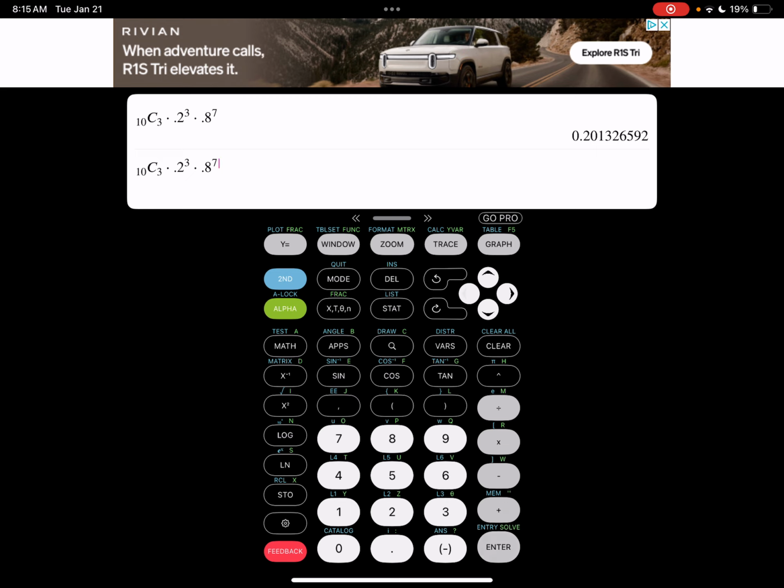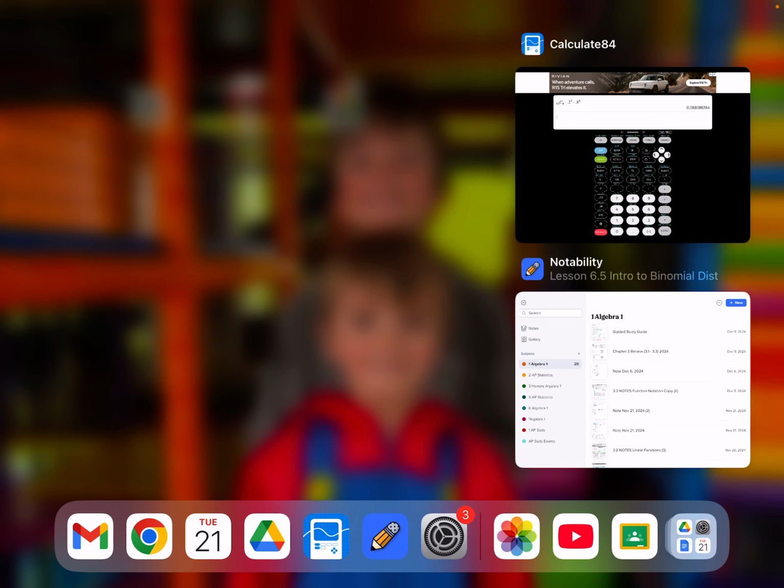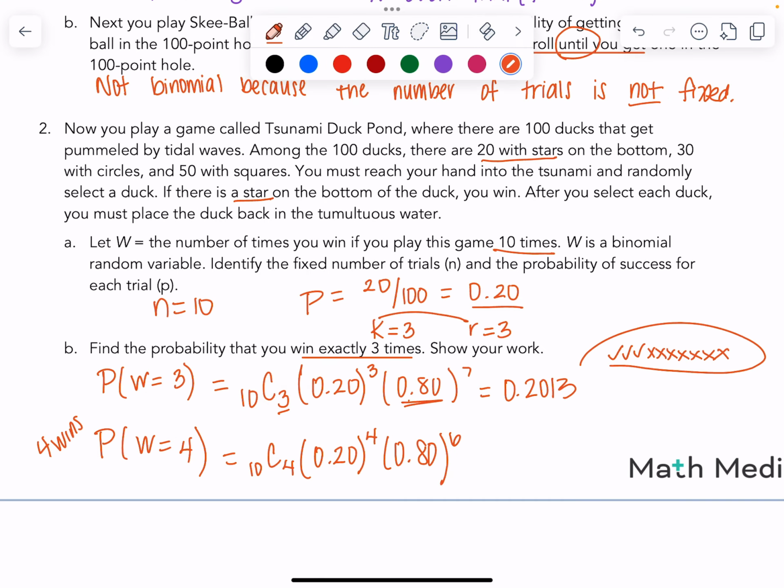Okay, so let's go back in, recalculate this. I think I can just delete some of these numbers, and I'm going to change them. This is going to be now 4. And then this is now 6. Okay, so 10 choose 4, 0.2 to the 4th, 0.8 to the 6th. So 0.088. There you go.